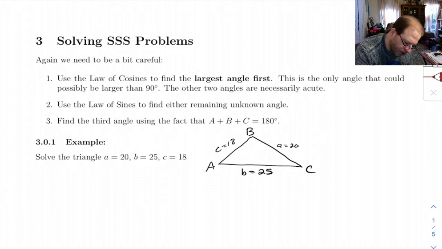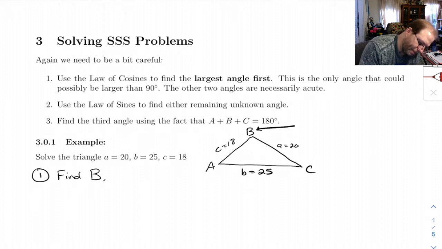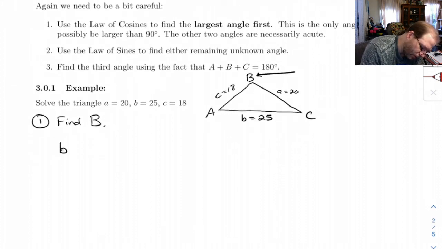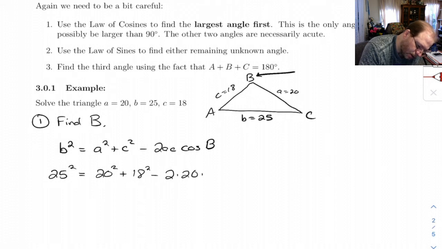All right, so the largest angle here is B. So first step, find B. To do that, we're going to use this version of it: B squared equals A squared plus C squared minus 2AC cosine B. So let's see. B squared is 25 squared, equals 20 squared plus 18 squared minus 2 times A times C times cosine B.